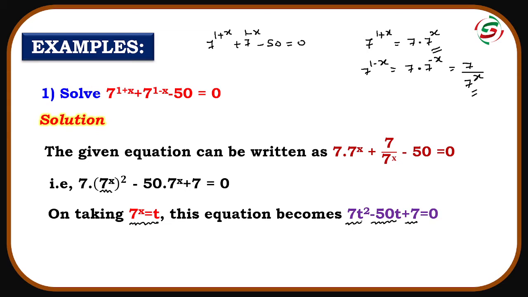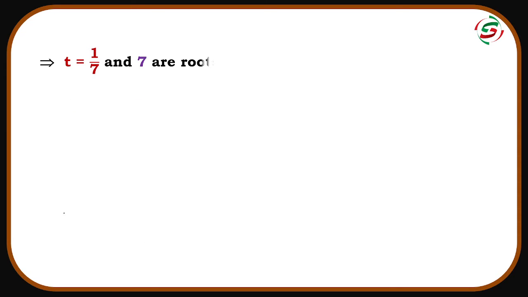Now you can simplify the algebraic equation 7t square minus 50t plus 7 by the factorization method. We can solve it as 7t minus 1 into t minus 7. The product must be 49 and the sum must be minus 50. Therefore you can write it as 7t minus 1 into t minus 7 equal to 0. Clear? So t is 1 by 7 and 7, the roots of the above equation.